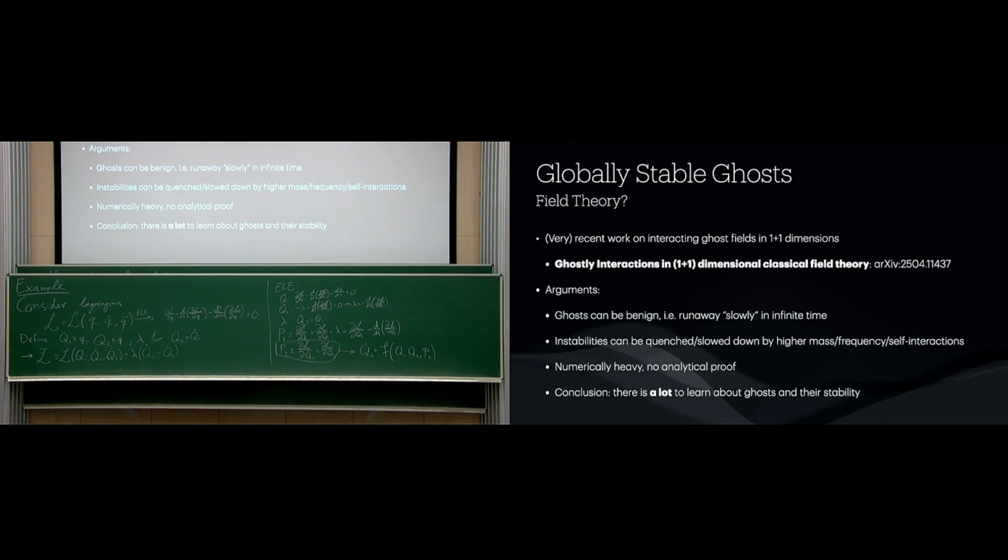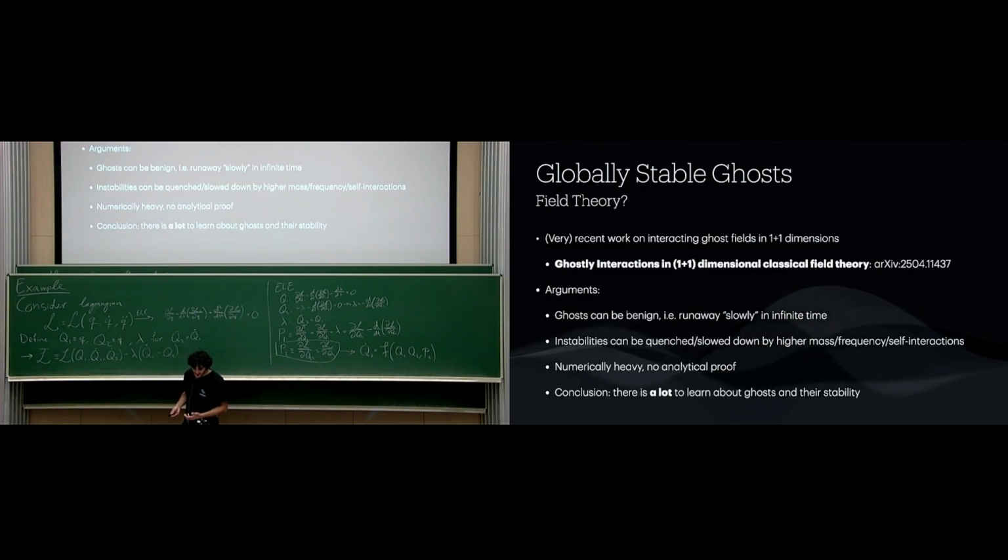Basically the arguments that they make are that you can have benign ghost fields, in the sense that they do run away. You will always have a runaway, especially in field theories, but the runaway is slow. And it's so slow that it actually takes an infinitely long time for the runaway to become problematic, which means maybe we can live with it for a while, in a sense.